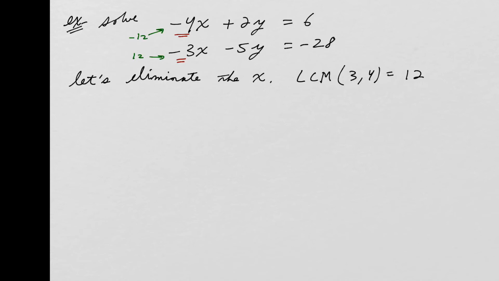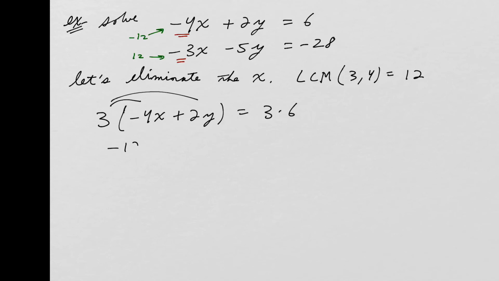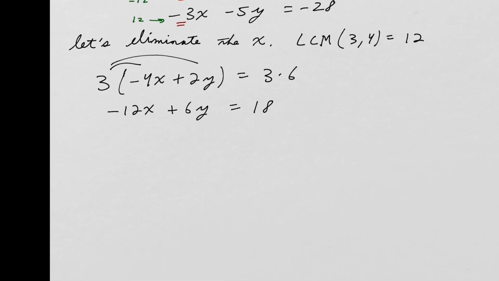So how do I make that first coefficient a negative 12? Right now it's a negative 4. What do I need to do to make it a negative 12? I need to multiply by positive 3. So I'm going to multiply the first equation by positive 3. Again, don't forget the right-hand side. So then this is going to be negative 12x, right, plus 6y is equal to 18. And then the second equation, I want to make it a positive 12. Right now it's a negative 3, so I guess I need to multiply it by negative 4.